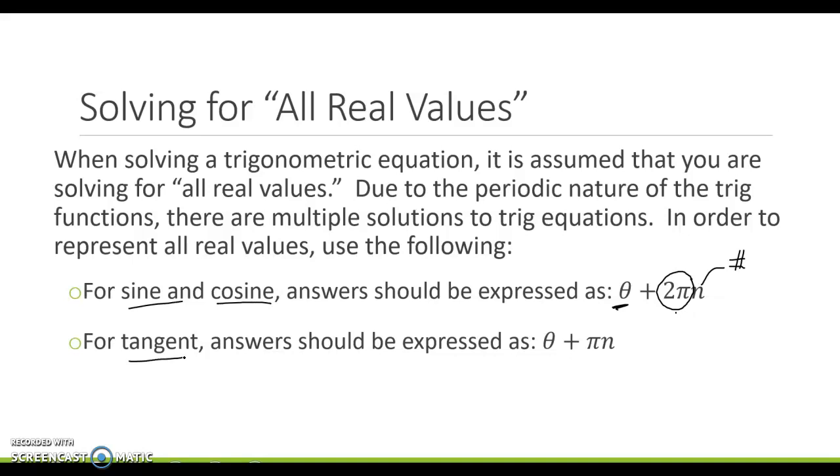For tangent, if you recall, tangent has a period of just pi. And so when we're representing all real values for tangent, we're going to take whatever our angle measure is, and then we're just going to put at the end plus pi n to take into account multiple iterations of that period of pi for tangent. These answers also work for their reciprocals. So if you're looking at secant and cosecant, it would also be using 2 pi n, and if you're looking at cotangent, it would also be using pi. Okay, so let's do a couple examples.